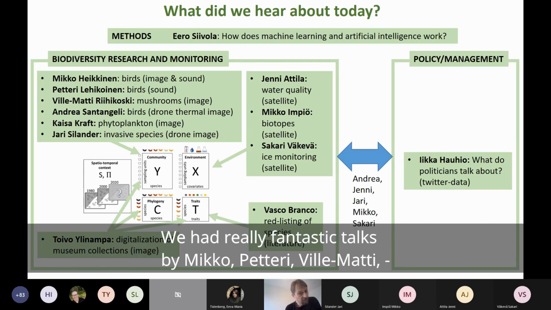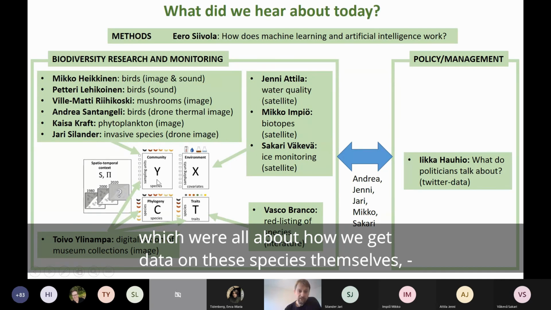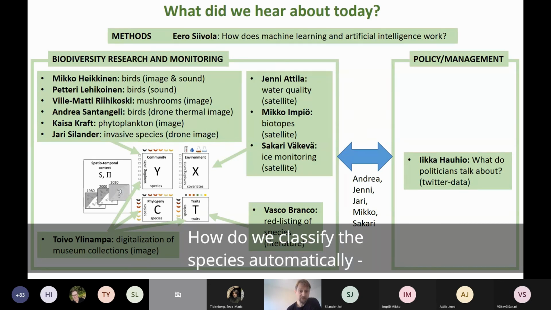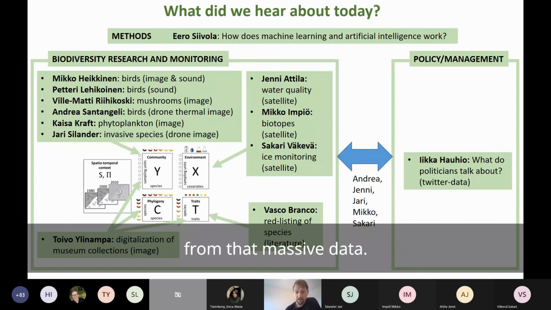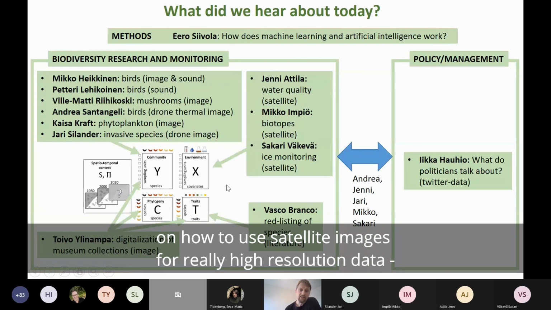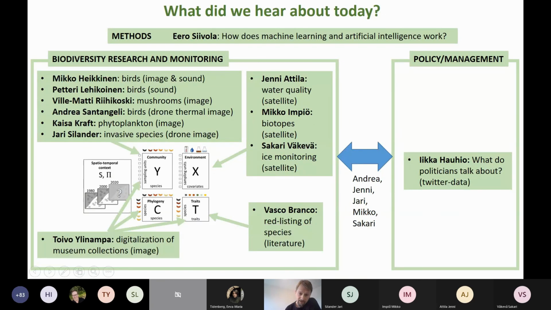So we had really fantastic talks by Mikko, Petteri, Ville-Matti, Andrea, Kaisa, and Jari, which were all about how we get data on these species themselves, either from image or sound data. How do we classify the species automatically from those kinds of massive data? Then, in my view, Jenni, Mikko, and Sakari all described these exciting possibilities on how to use satellite images to generate really high-resolution data on the environment, which I have here in the X matrix.